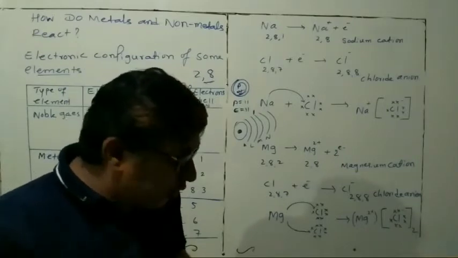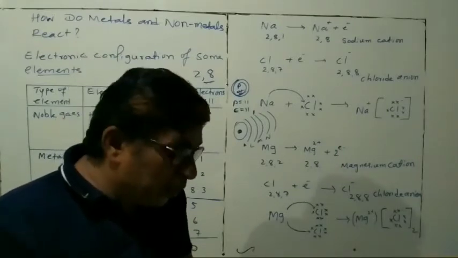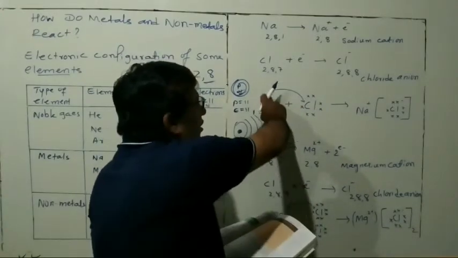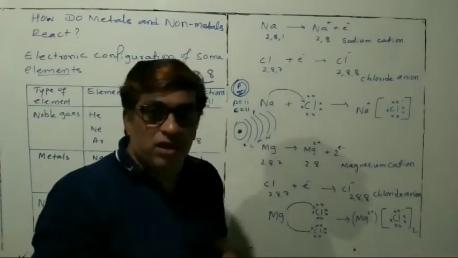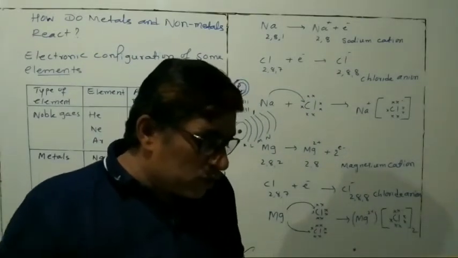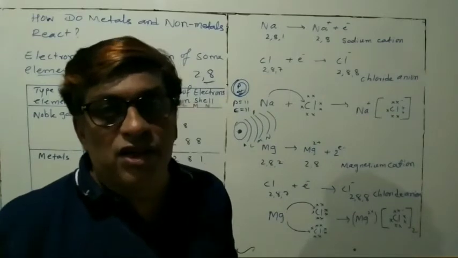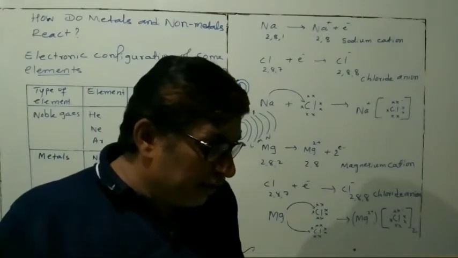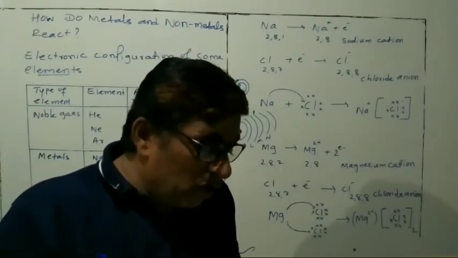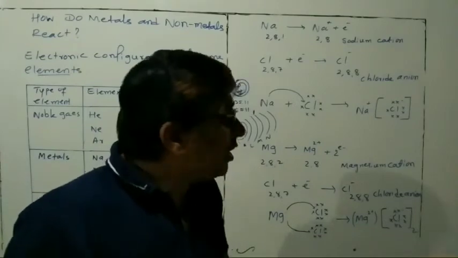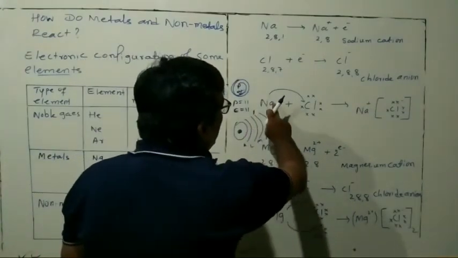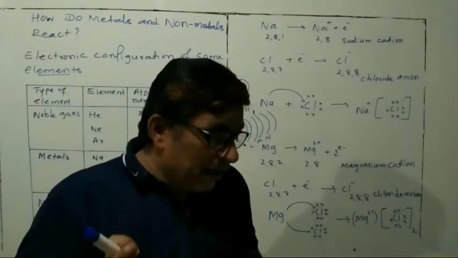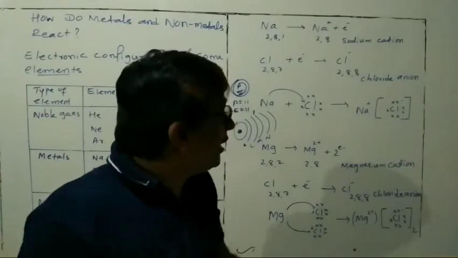Now, if sodium and chlorine were to react, because one is giving and one is taking, give and take relations will be there. So if sodium and chlorine were to react, the electron lost by the sodium could be taken up by the chlorine. And the chlorine atom gets a unit negative charge.